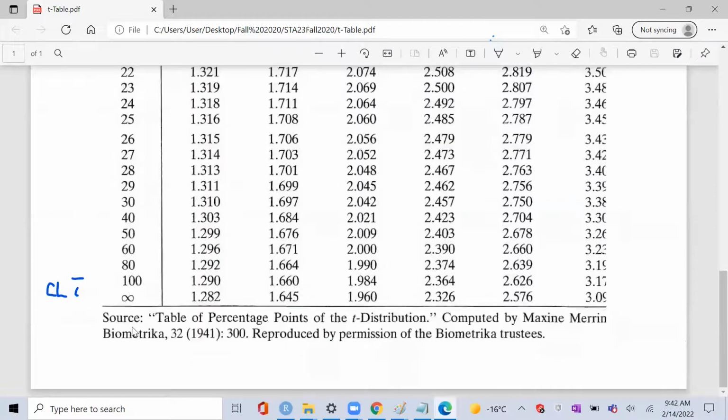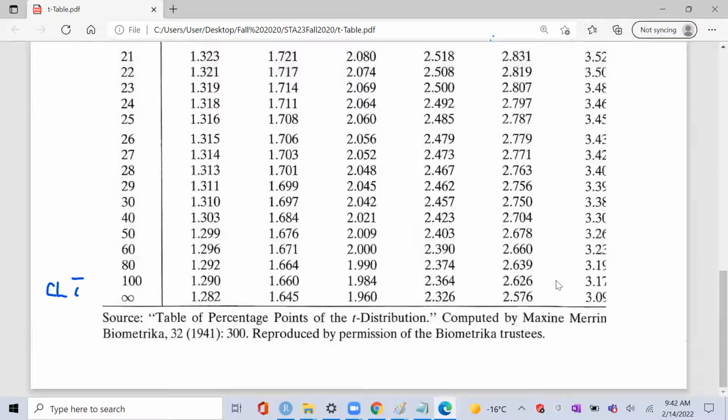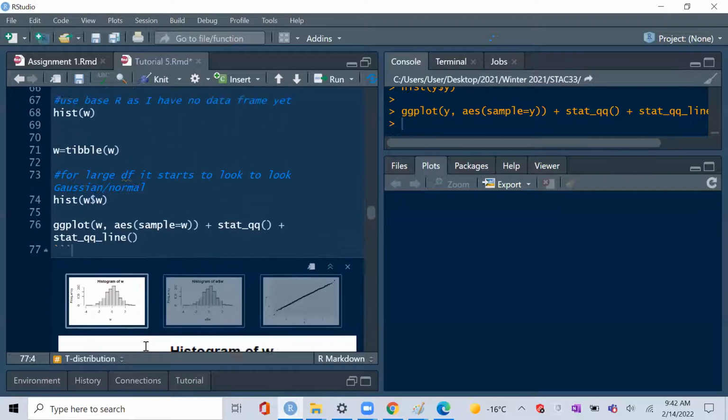So you will see here that for large samples, this is actually the quantiles of the normal distribution. That's why when your data is very, very large, the t looks like z, which means that if your data is actually symmetric, you can still use the t-distribution. You can use the t-test. But if your data is skewed, please don't use it.